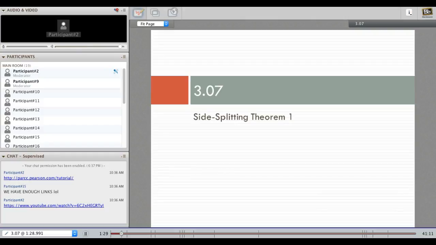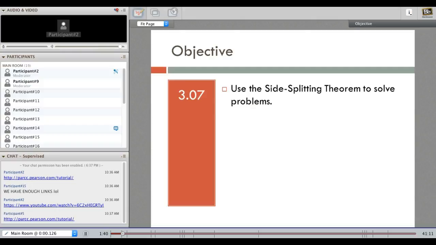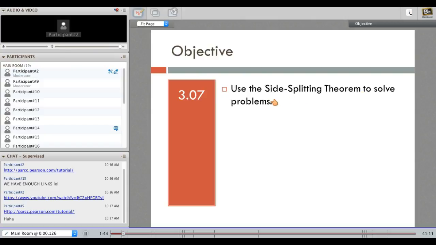All right. So here's the theorem we're going to start out with, 3.07. And 3.08 is going to build off of this. It's called the side-splitting theorem. Okay? And the objective for 3.07 is to use the side-splitting theorem to solve problems.